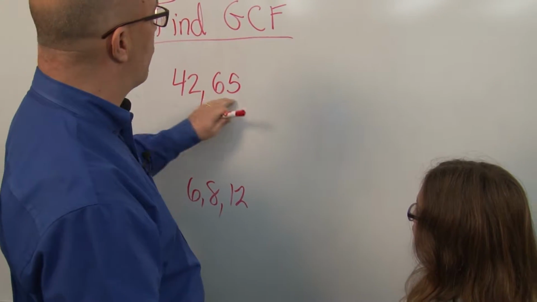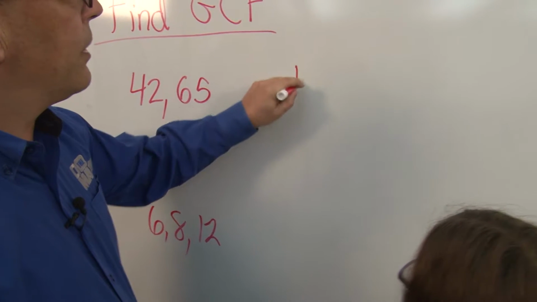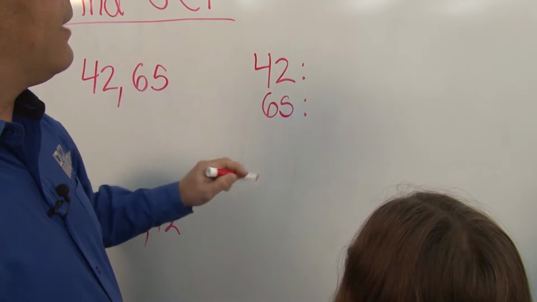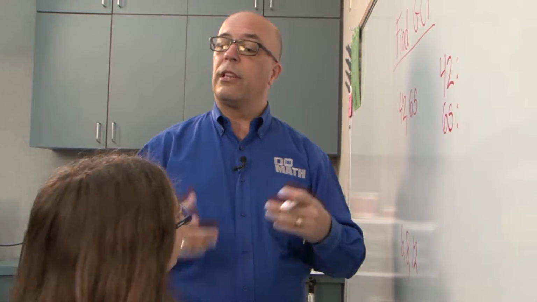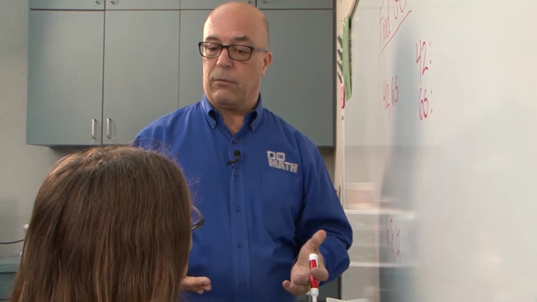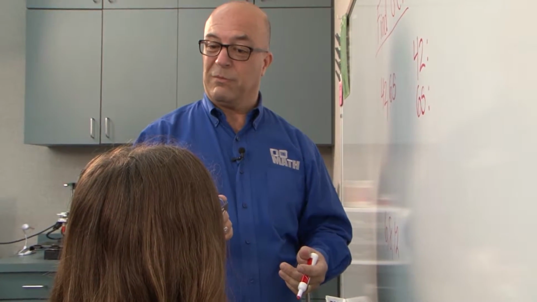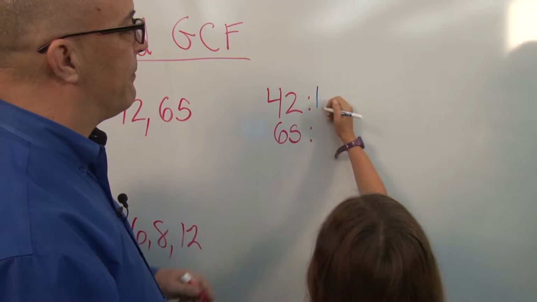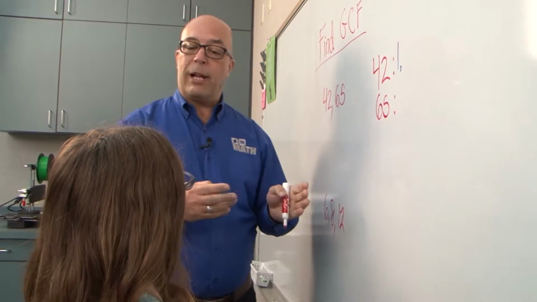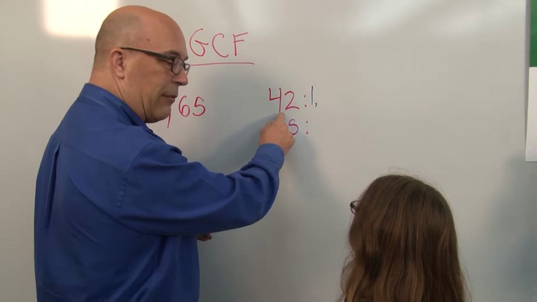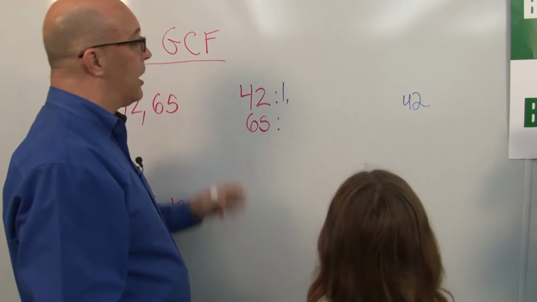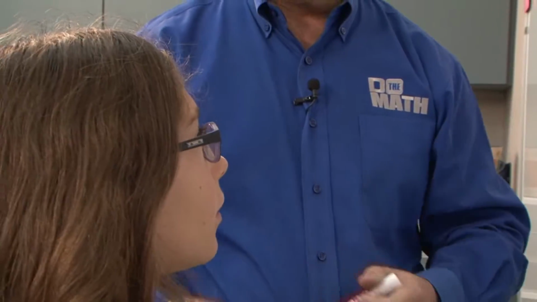So the first set of numbers we have is 42 and 65. So let's just put the 42 here and the 65, all right? And what numbers go into 42? What's the lowest number that will go into 42? Let's start with 1, really low, right? So put a 1, and we'll put a comma. And if we multiply 1 times what to get 42? 1 times 42. So let's put 42 over here, because we know that's going to be the largest number that goes into 42, right?